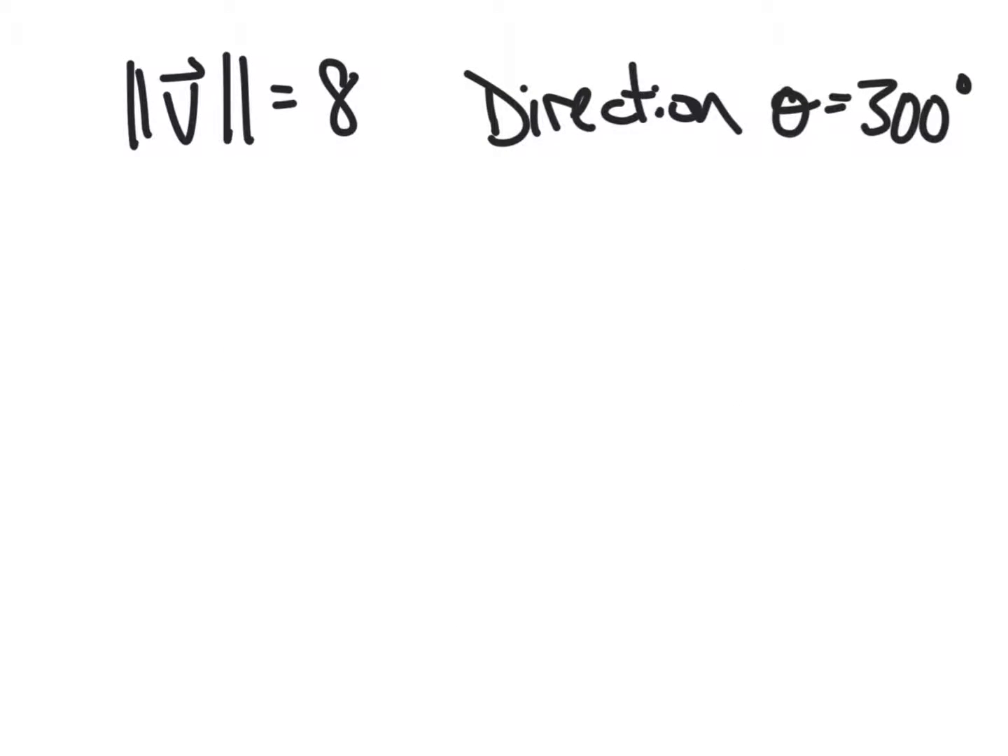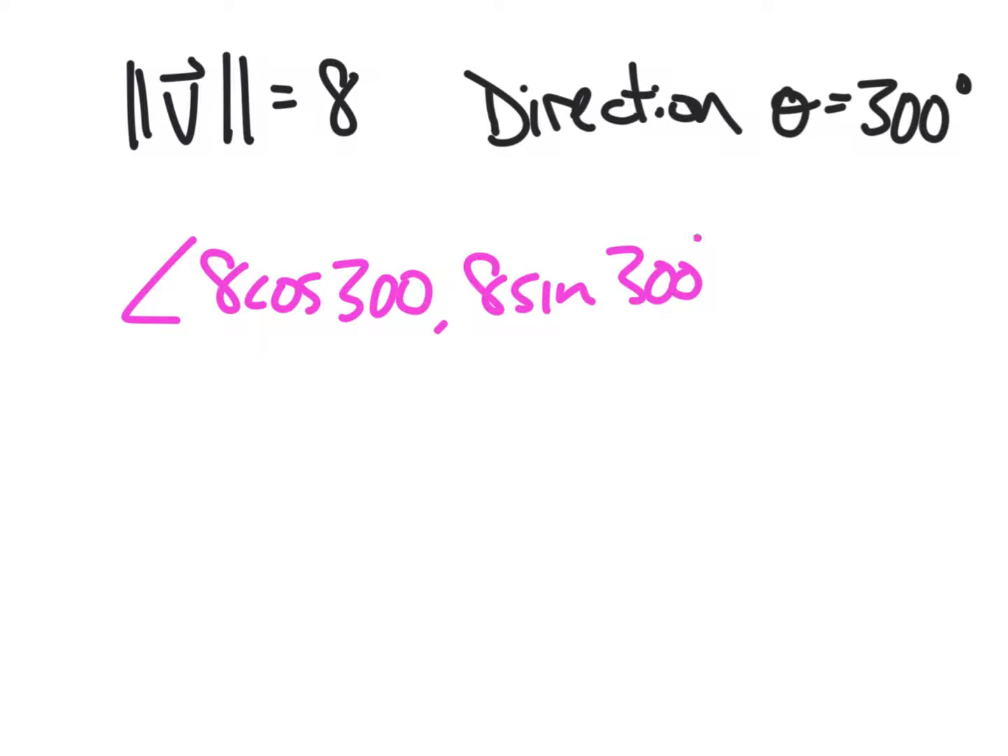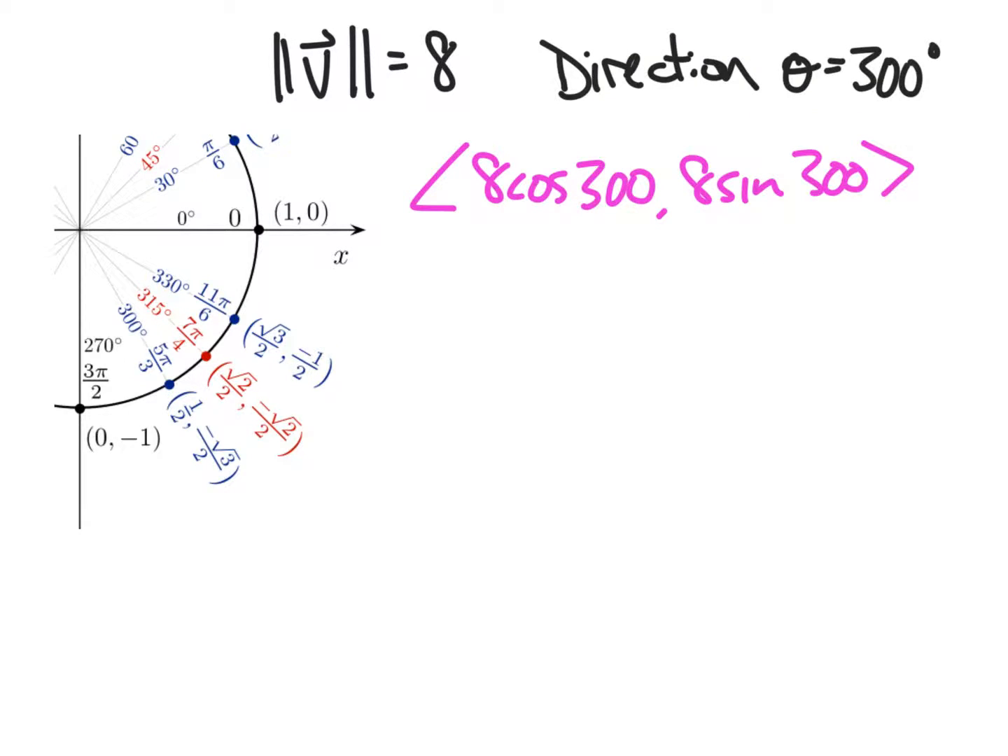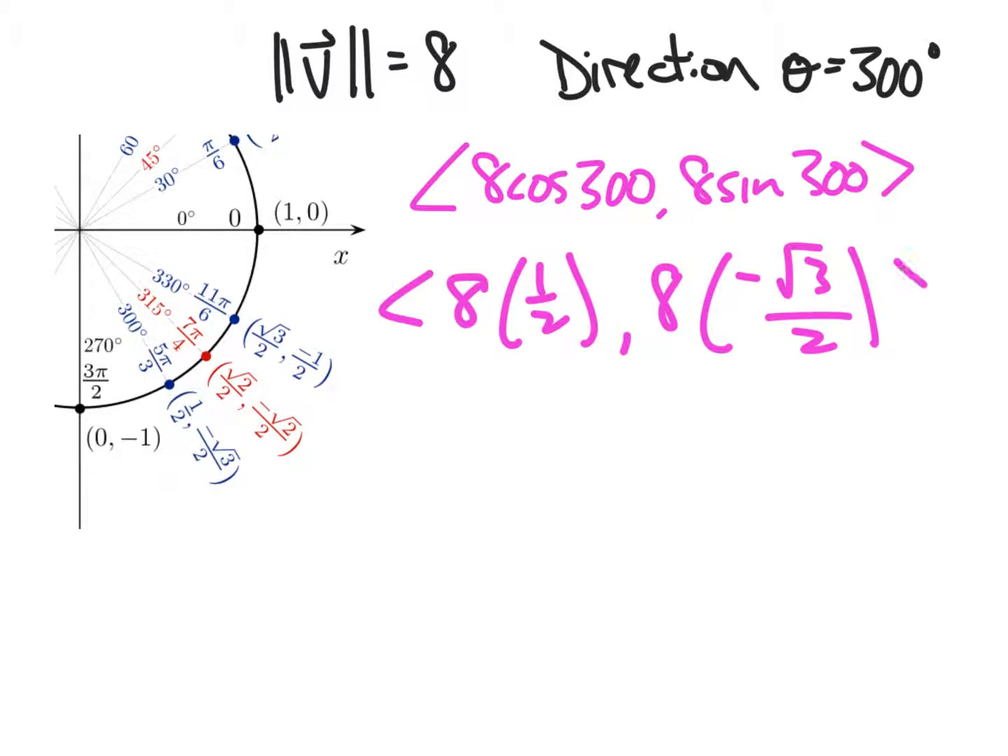All right, let's do that given the magnitude of vector b is 8 and the direction is 300 degrees. So I'm just going to take r cosine theta, 8 cosine 300, 8 sine 300. Now 300 degrees is on the unit circle, so I can easily see the cosine of theta and the sine. So I'm just going to take 8 times the cosine of 300, which is 1/2, and 8 times the sine of 300, which is negative root 3 over 2. So the component form of this vector would be 4, negative 4 root 3.